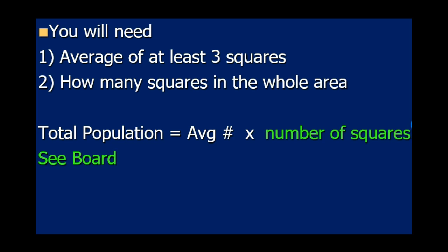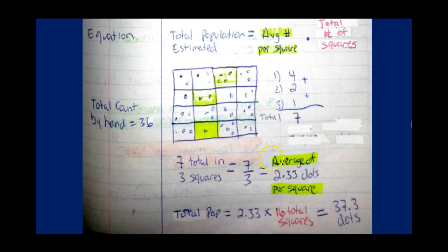Now, you need at least 3 squares. So again, at least 3 squares need to be measured. Does that mean you only measure 3 squares? No. I'll show you this on one of the problems from your problem set. You need how many squares in the whole area, or the total number of squares. So it kind of looks like this. Right here, the total number of squares is 16. This number is going to change depending on your area.